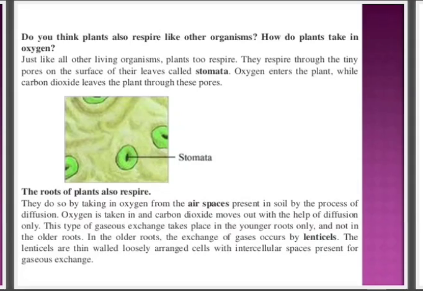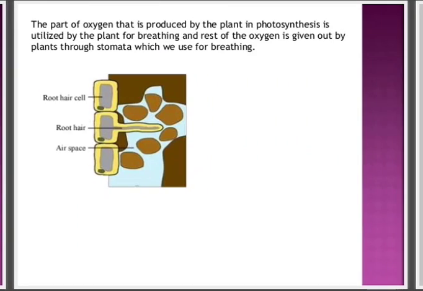Oxygen is taken in and carbon dioxide moves out with the help of diffusion only. This type of gaseous exchange takes place in the younger roots only and not in the older roots. In the older roots, the exchange of gases occurs by lenticels. The lenticels are thin, loosely arranged cells with intercellular spaces present for gaseous exchange. Part of the oxygen that is produced by the plant in photosynthesis is utilized by the plant for breathing, and the rest of the oxygen is given out by plants through stomata, which we use for breathing.